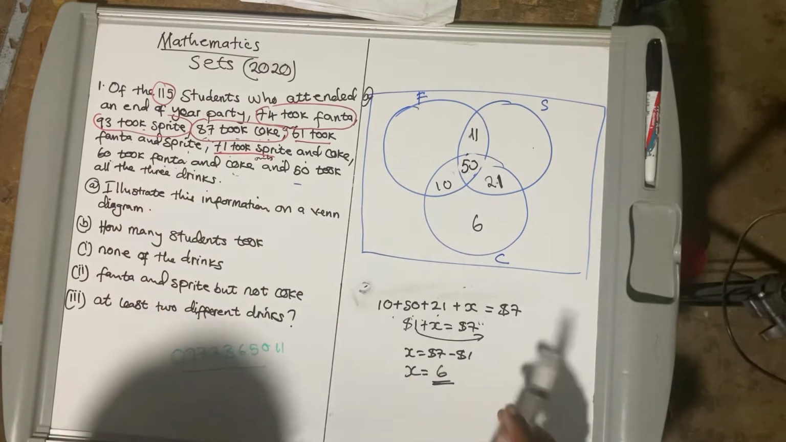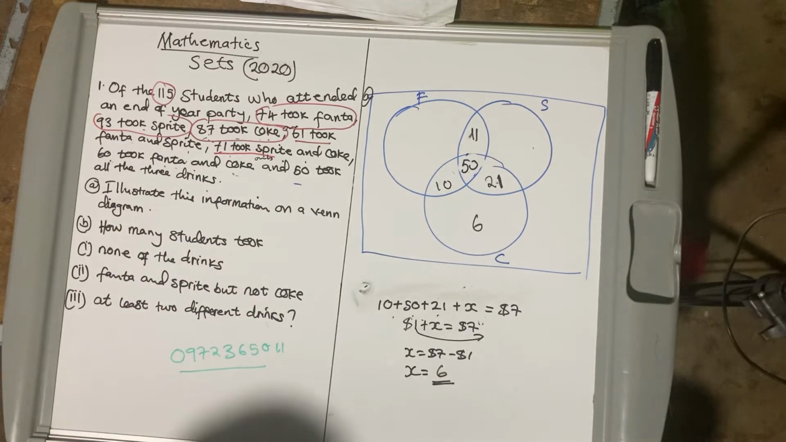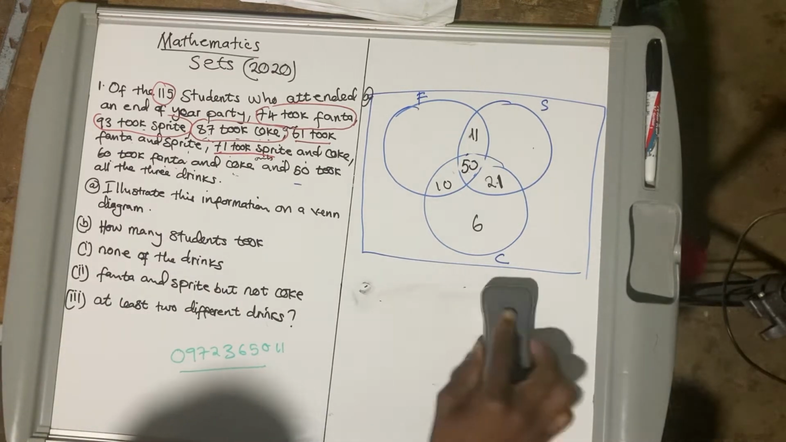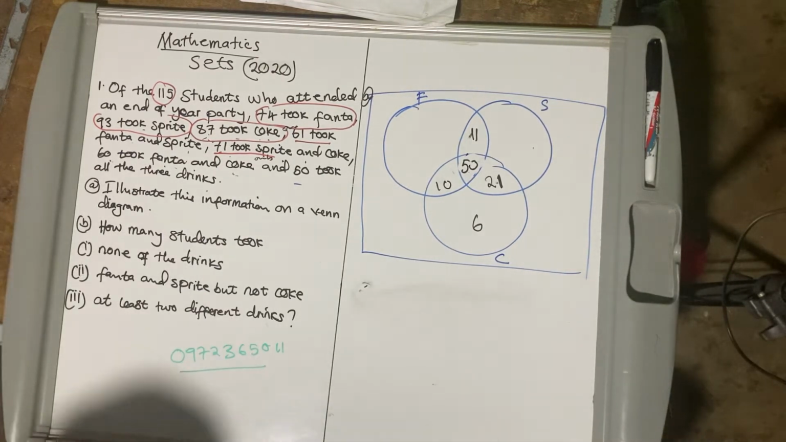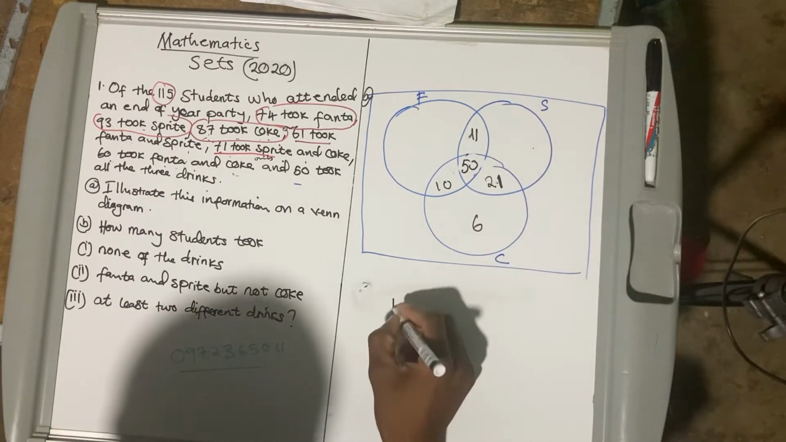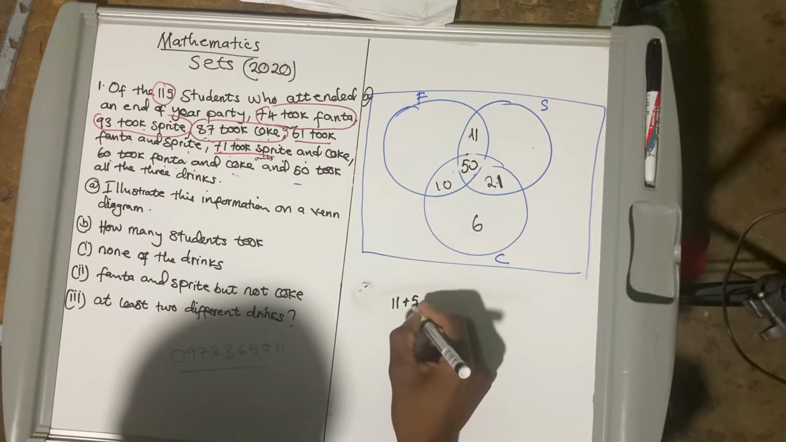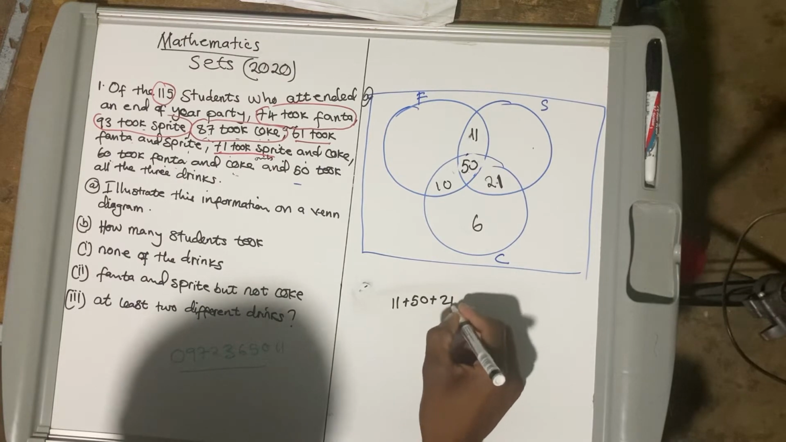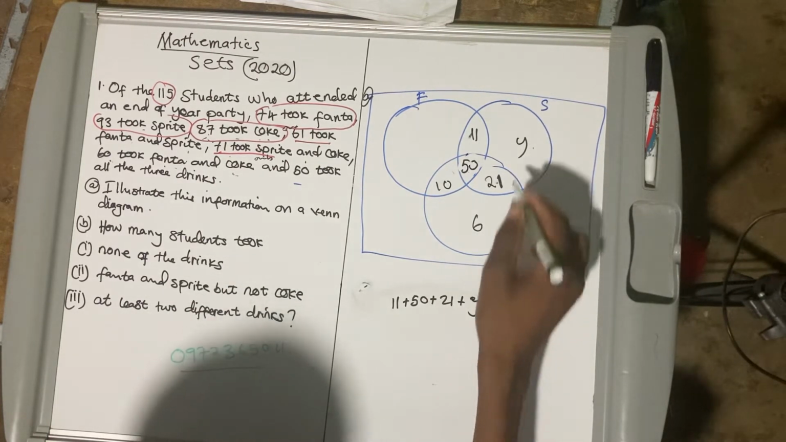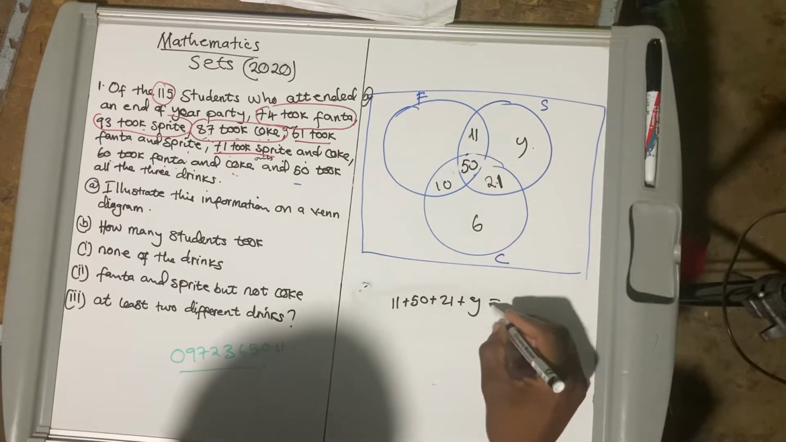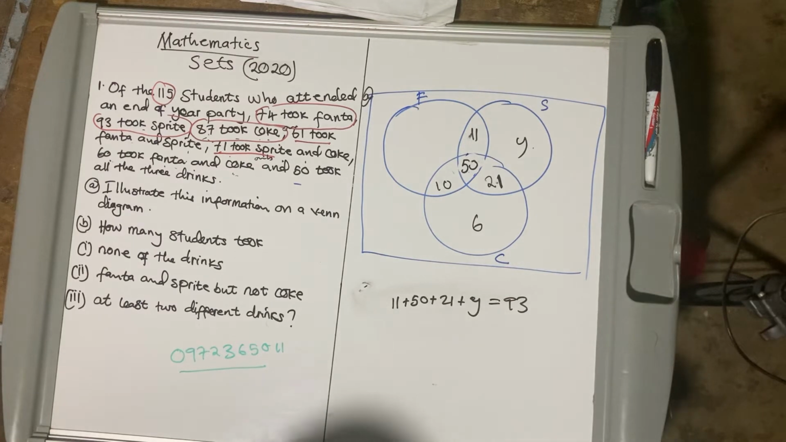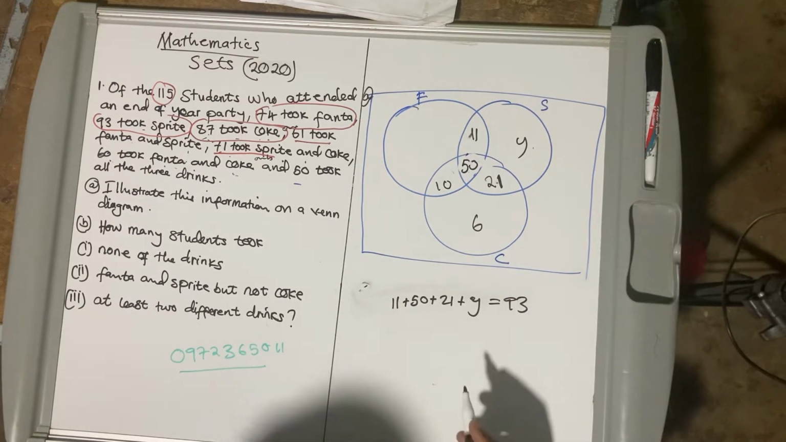93 took Sprite. Those who took Sprite altogether are 93. So when you add 11 plus 50 plus 21 plus the one we don't know there, you can use any letter, any variable, is equal to 93. Same applies. You add this one and this one, this one and that one.